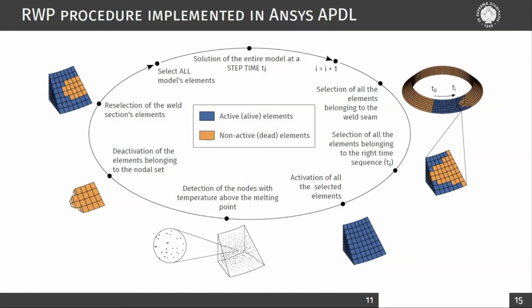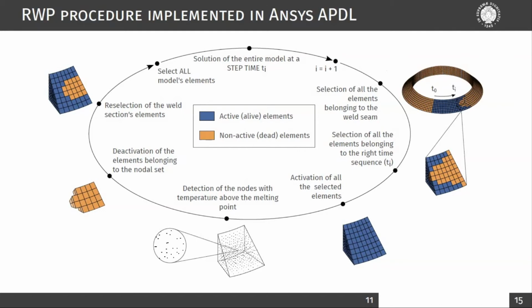To this regard, it is necessary to select a portion of a weld seam's elements circumferentially large enough to contain the entire interface area between molten and solidified material. This requirement is essential to activate all the elements in the right sequence and not to leave some of them deactivated behind. All the elements thus selected are activated to update the solidified material volume.